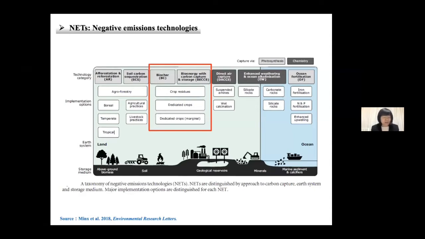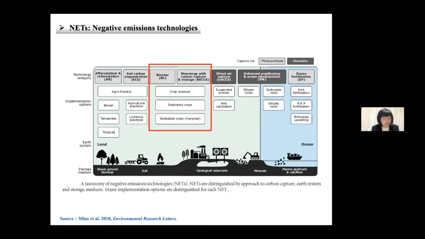And as we can see from this picture, there are many kinds of negative emission technologies, which can be classified as photosynthesis or chemistry-based. Most of them are under development and not mature for the market. Some of them have limited potential, for example, afforestation, for which the available land resource is limited. Some will require extra energy to process, for example, the direct air capture using suspended amines.